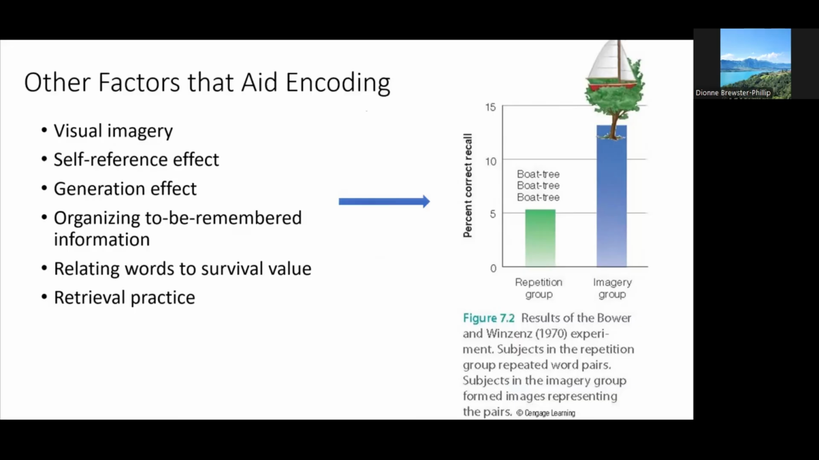There's also the self-reference effect. When we link words or information to ourselves, we are more likely to remember or encode that information. That mostly occurs because we know ourselves very well. Our idea of ourselves is something that is core in our memory, so we recall aspects of ourselves. Words linked to anything that we know well, we're more likely to remember, and self is the main one, right?